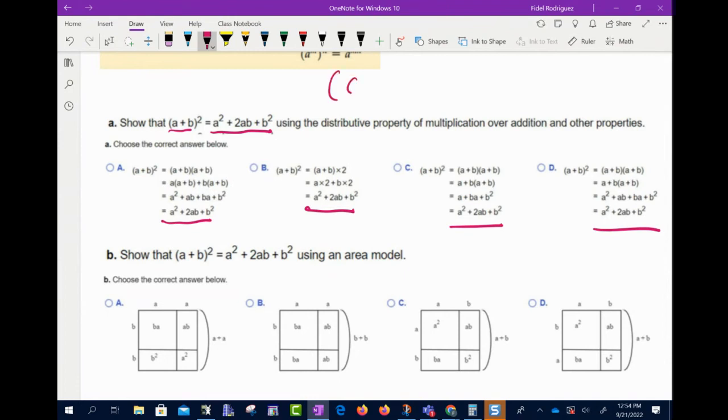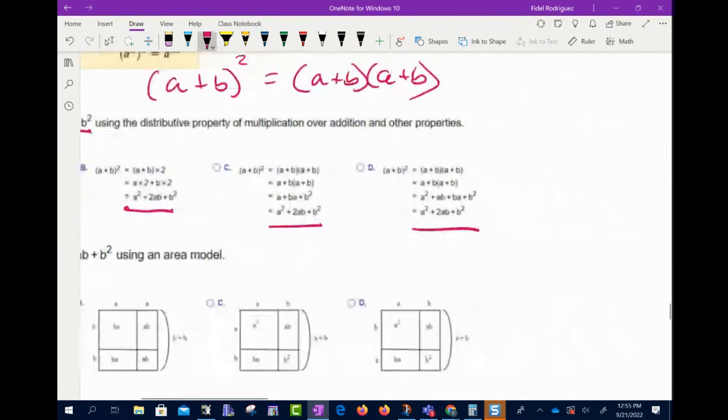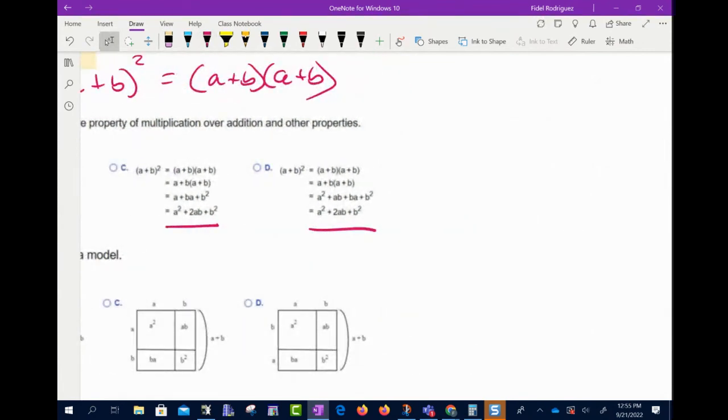Okay, so when I have a plus b squared, remember, that really means a plus b times another a plus b, okay? I'm going to do this work on the side. And y'all, what I'm going to do here is I'm going to use my FOIL method. So remember, the first terms, a times a is a squared, okay? The outer terms, a times b, ab, okay? The inner terms, b times a, guys, ba is the same thing as ab. So if you want to write it ab or ba, that's still fine. And then the last terms, b times b is going to give me b squared.